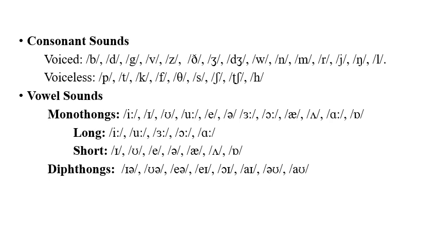Then we have vowel sounds. Monophthongs are e, u, o. Then we have the long vowels, and then the short monophthongs. Then we have diphthongs, the vowel sounds that are in two: ia, ua, ea, oi, ow.